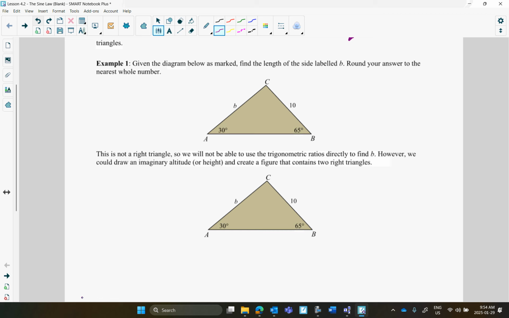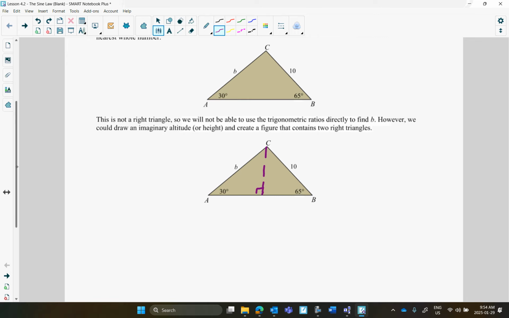Yes, you can find this angle. Yeah. But how can we find the side? Using the trig that you already know. The trig that you already know only involves what kind of triangles? So what could you do to this? Excellent. Make it two right triangles by drawing what we call an altitude or a height from C down to AB.